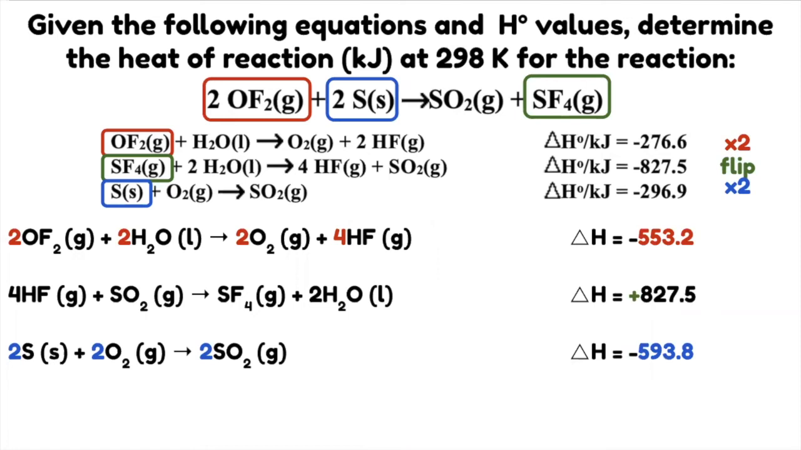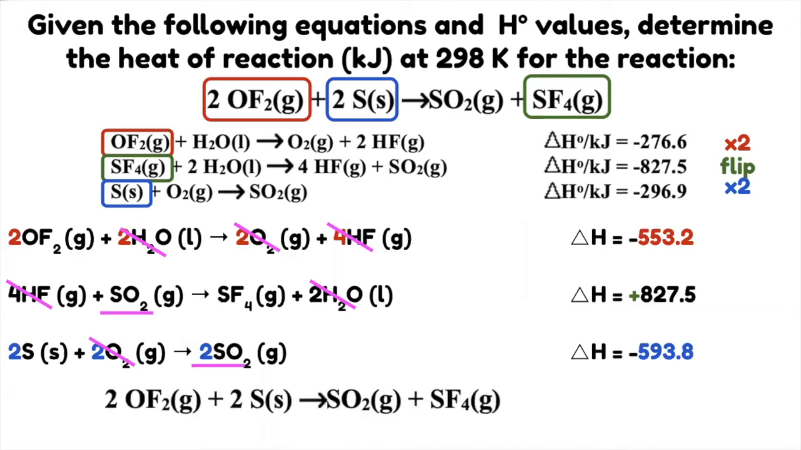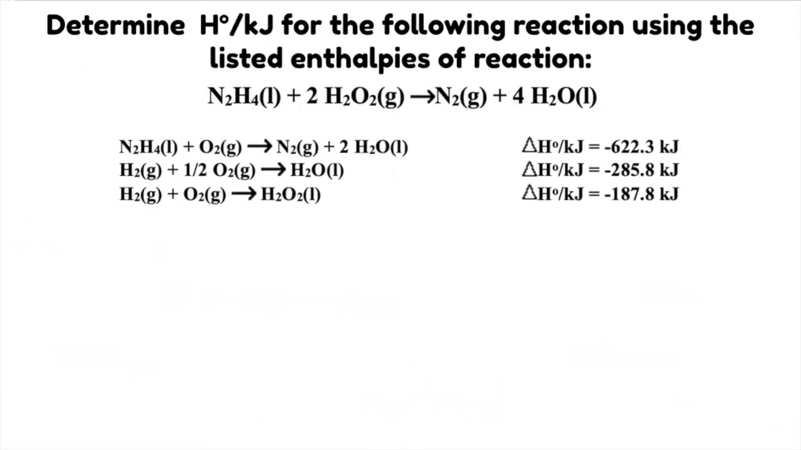So we can now cancel some compounds. First is 2H2O, cancelled. We can also cancel 2O2. We can also cancel HF. And then I have one SO2 on the reactant side and two SO2 on the product side. So just subtract and you will get this. Now it's the same with our main equation. So what you have to do next is to add all the enthalpy. So you will get negative 319.5. Okay? Next, determine the heat of the reaction for the following reactions using the listed enthalpies.